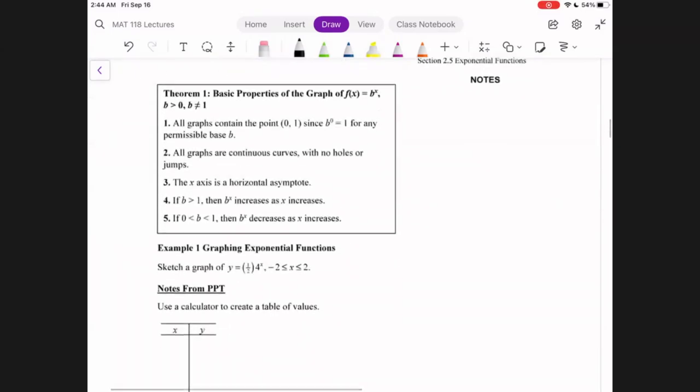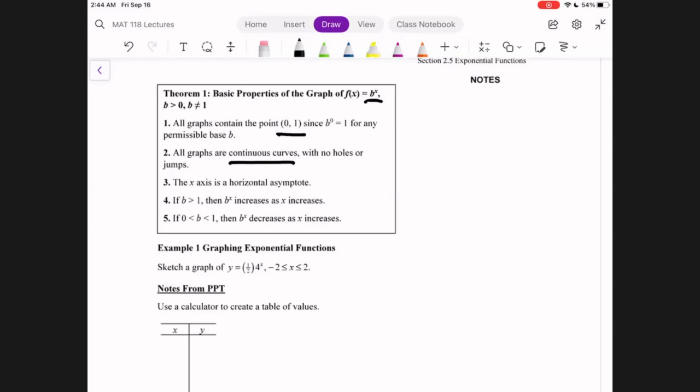And they just summarize these properties here. One thing to note, if you have a regular graph, as in it's some number to the x, it's always going to pass through 0, 1. Now this might change if it's being shifted somehow.